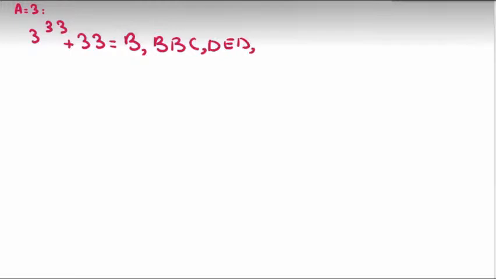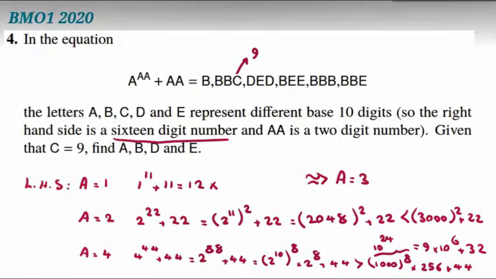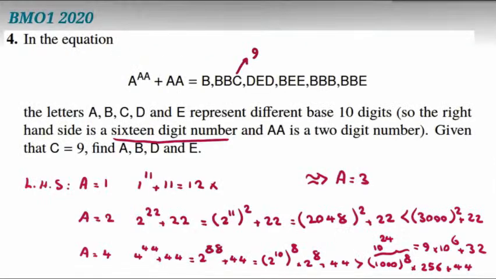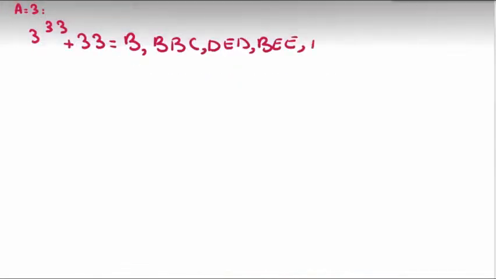So 3 to the 33 plus 33 equals the rest, BBC, DED, the next 3 is BE, the next 3 is BBB, BBE, BB. Okay. Now let's consider, for example, I want to find E.